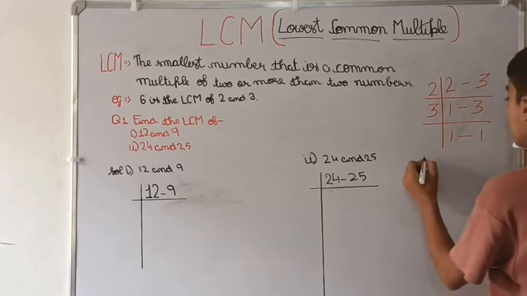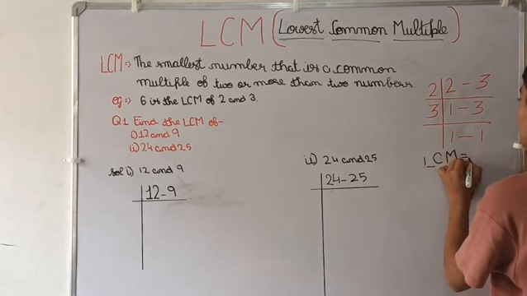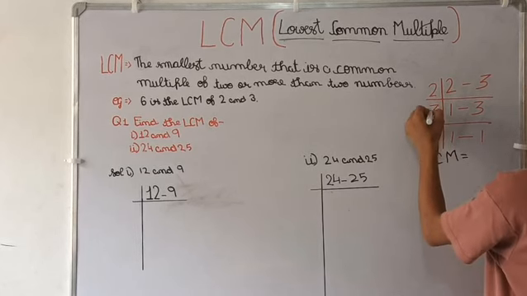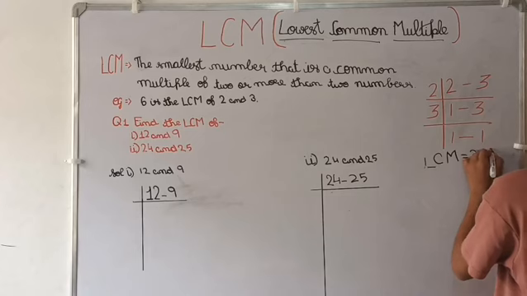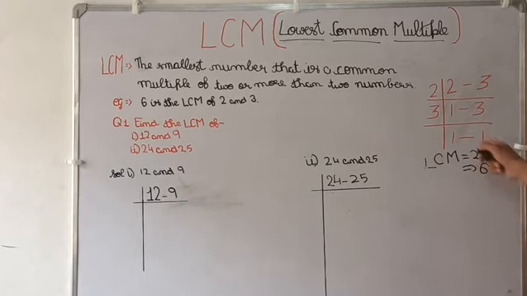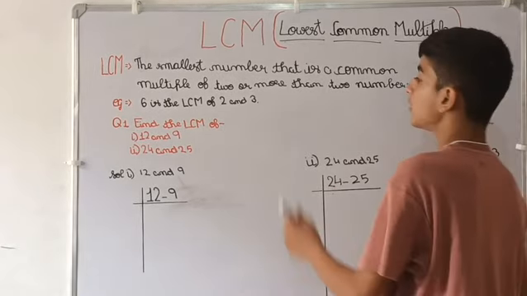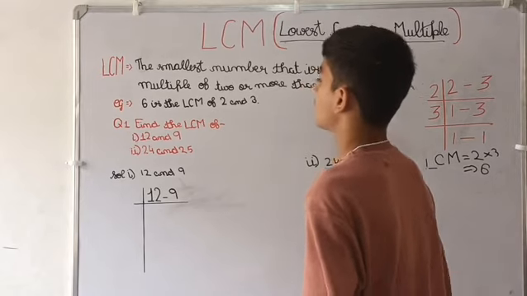So we will find the LCM of it. We will multiply these two, 2 and 3, that is 6. So the LCM of 2 and 3 is 6. Now we will understand with some questions.